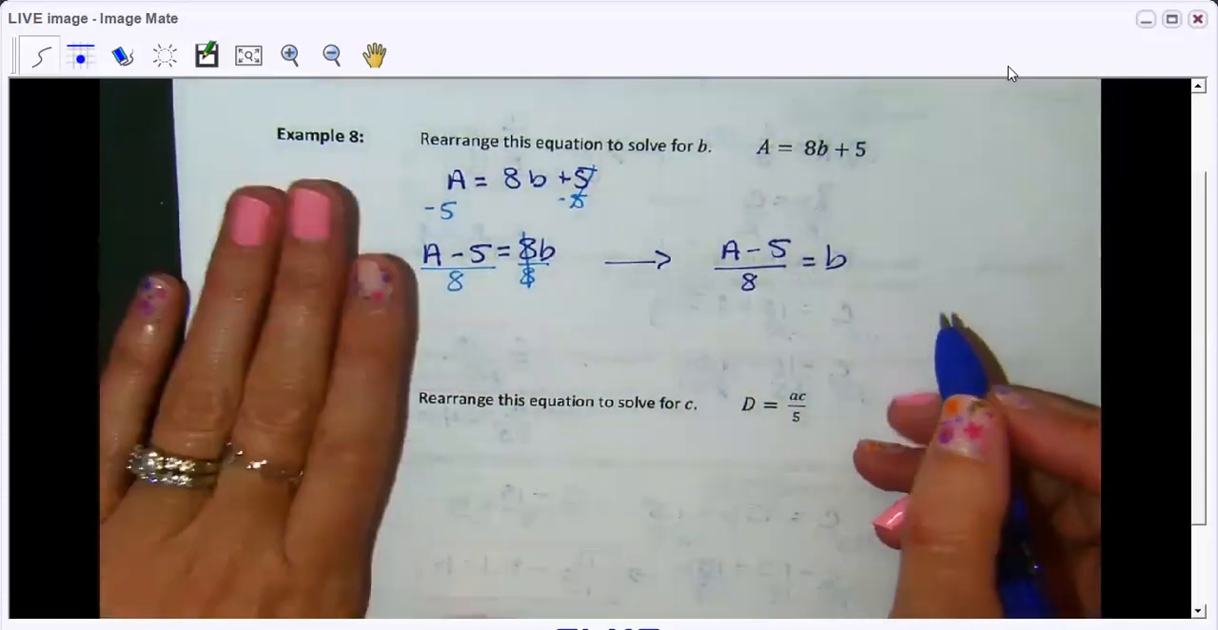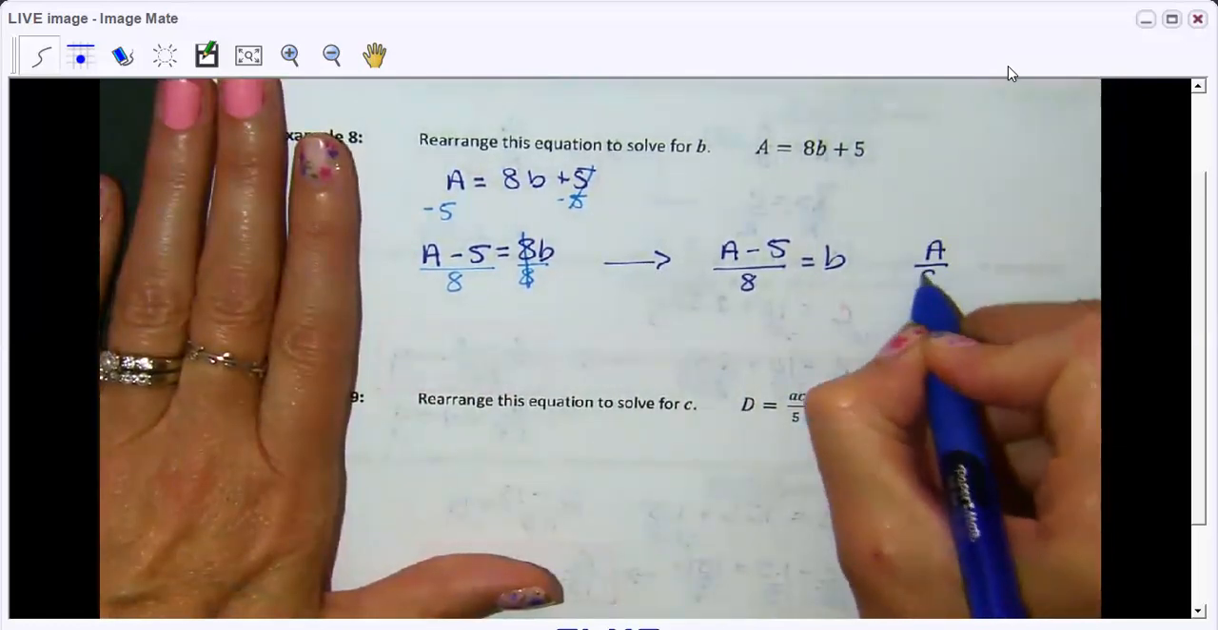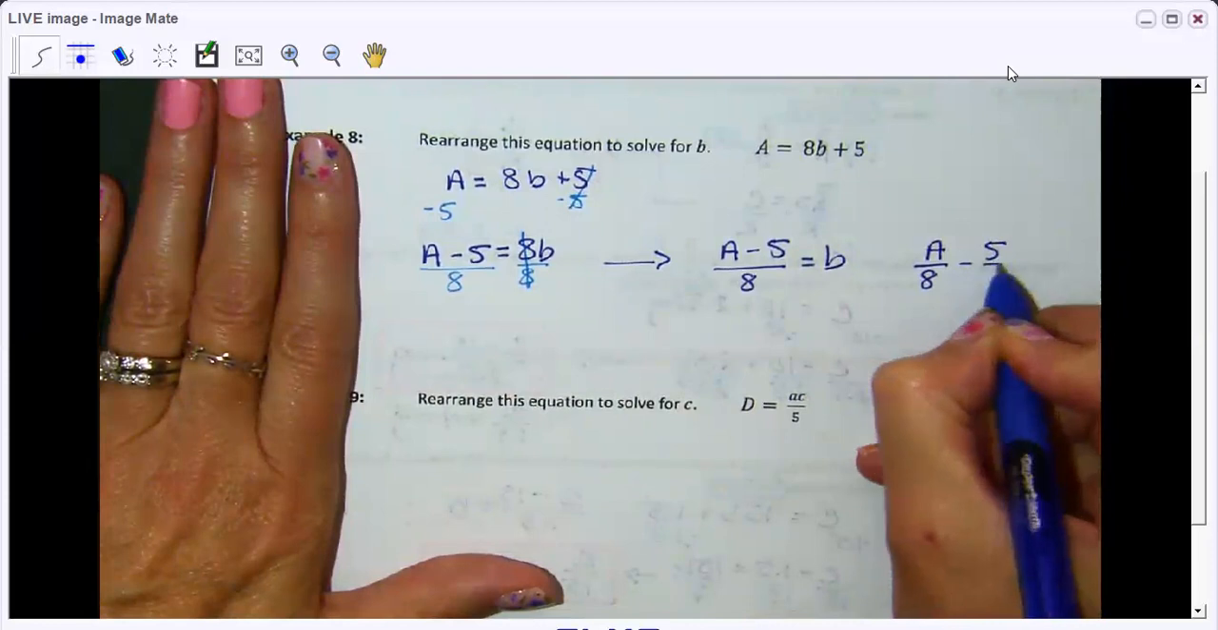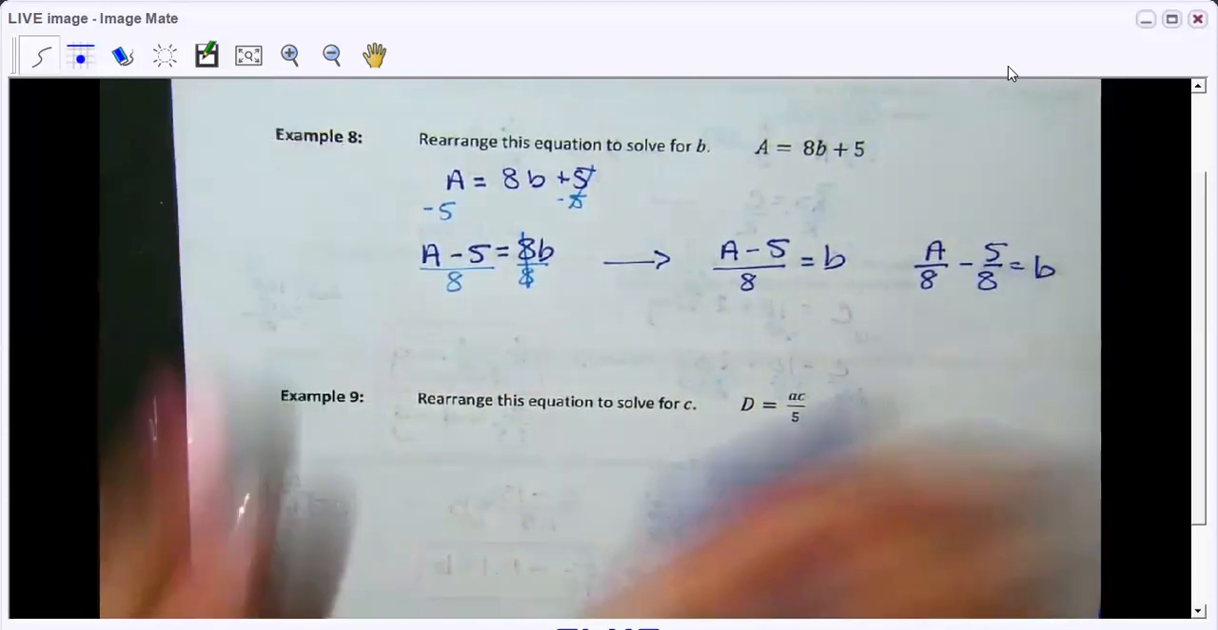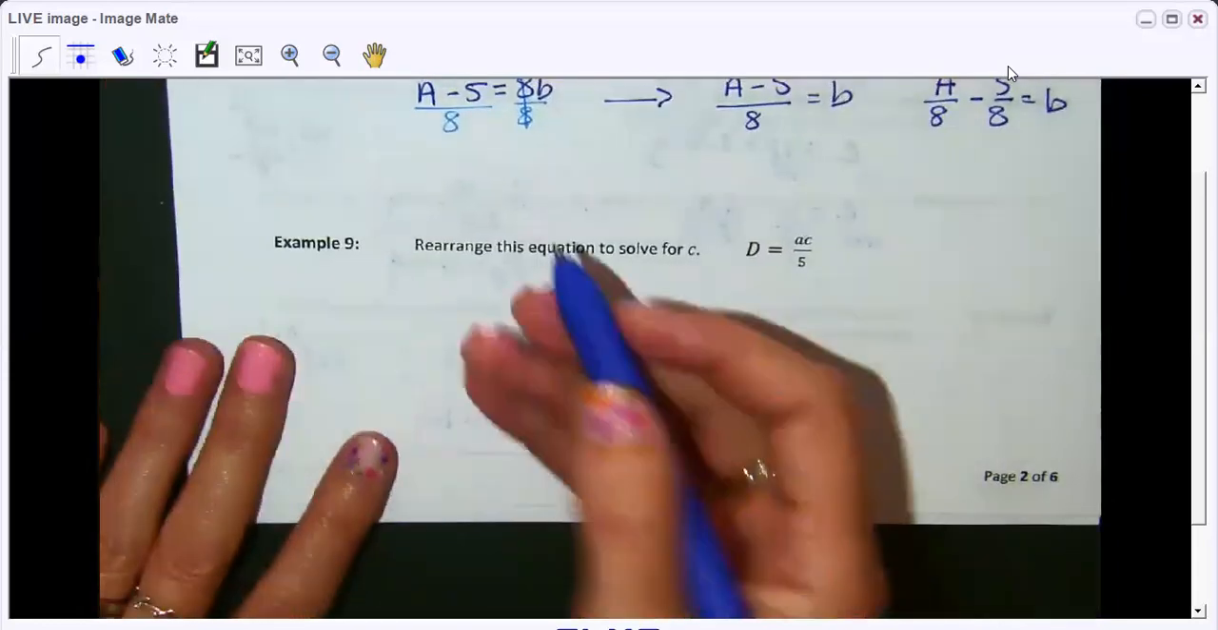Yes. So Parker asked a really good question. Could you write it as A over 8 minus 5 over 8 equals B? Yes, that could also be correct. Okay. All right. Let's go to 9.